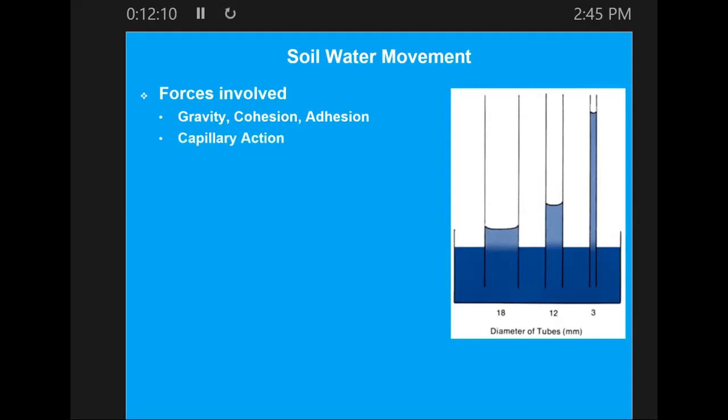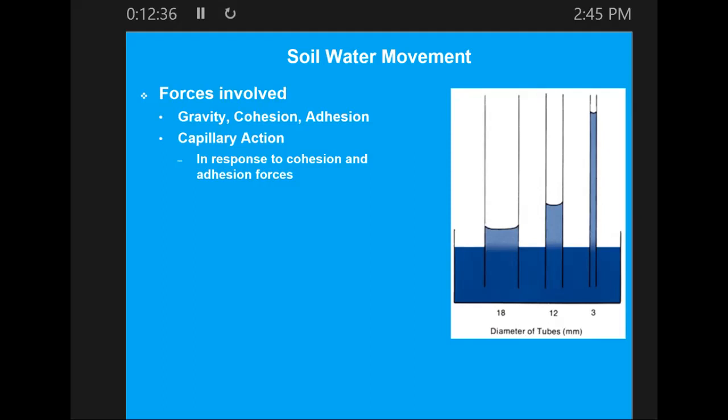Capillary action will come into play when you think about evaporation of water from the soil system, for example. And capillary action is actually caused by both cohesion and adhesion forces. So that's what you're seeing in that right image with three different sizes of capillary tubing, and then you put them into a beaker of water.